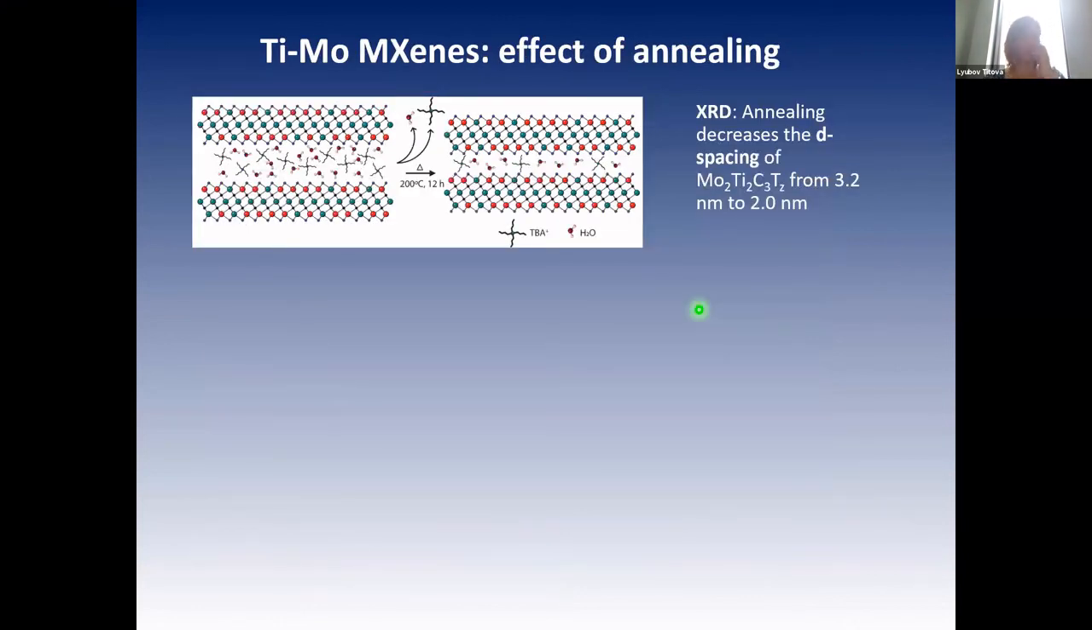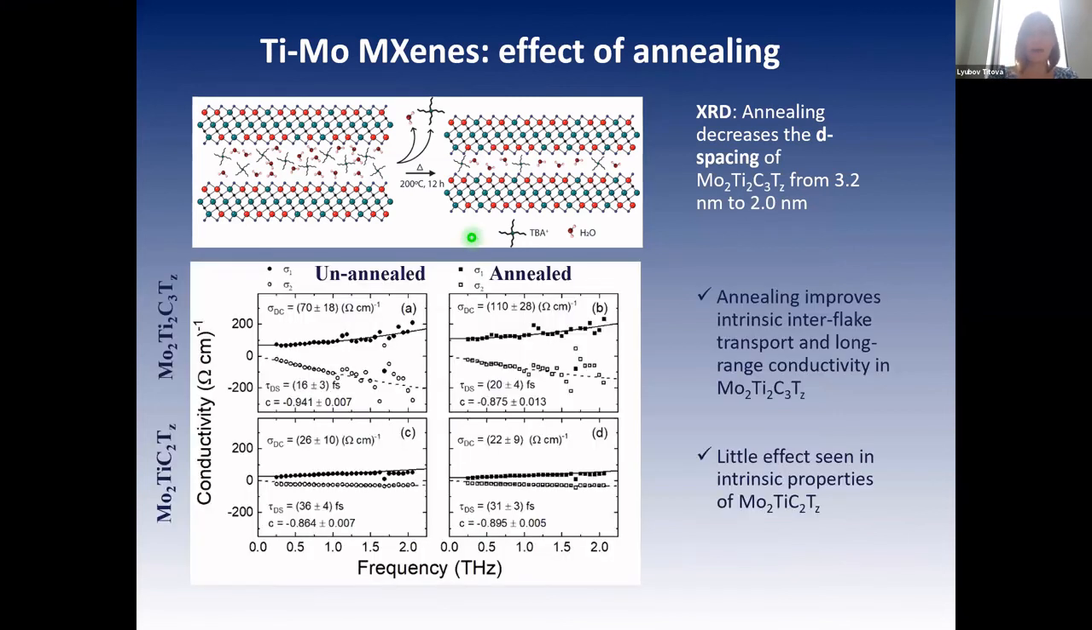And the final thing that I want to briefly mention is that we also looked at the effect of annealing on terahertz properties and specifically on their time-resolved effects. So we know from previously published works and from previous studies that annealing, even at mild temperatures, releases some of the trapped species and also decreases the spacing and improves conductivity. So we have annealed both of these moly films, moly 2 titanium 2 C3 shown here on the top and moly 2 titanium C2 shown here on the bottom.